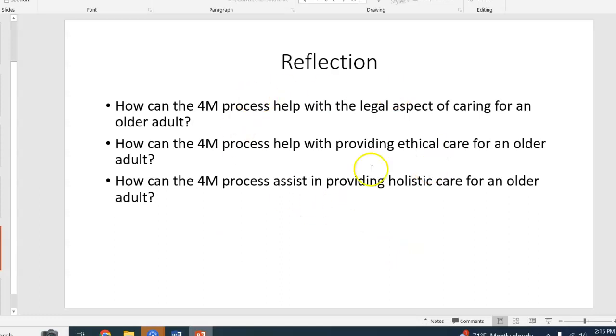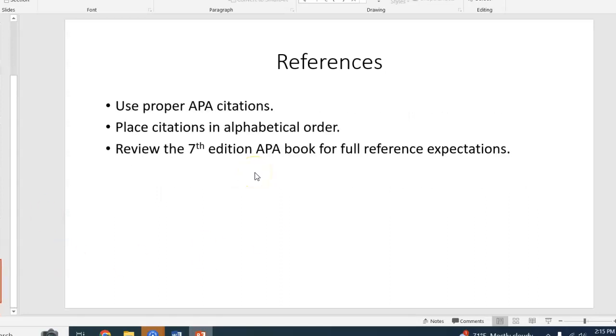So all you're going to do is reflect on this process, reflect on what you've seen through each of the 4Ms with your patients that you've had in your clinical experience, and how does the 4Ms help us legally, ethically, and holistically? And then last but not least on this slide is the references. So using proper APA citation, placing them in alphabetical order, and then of course reviewing the 7th edition APA book, okay?